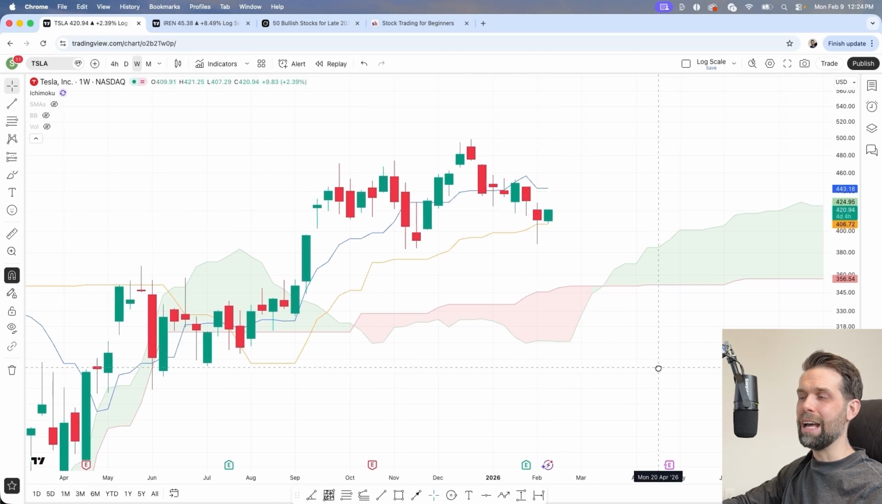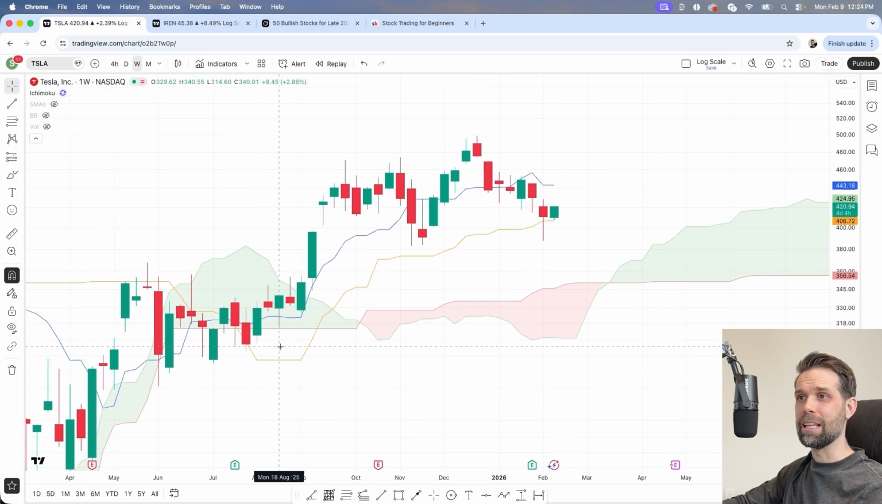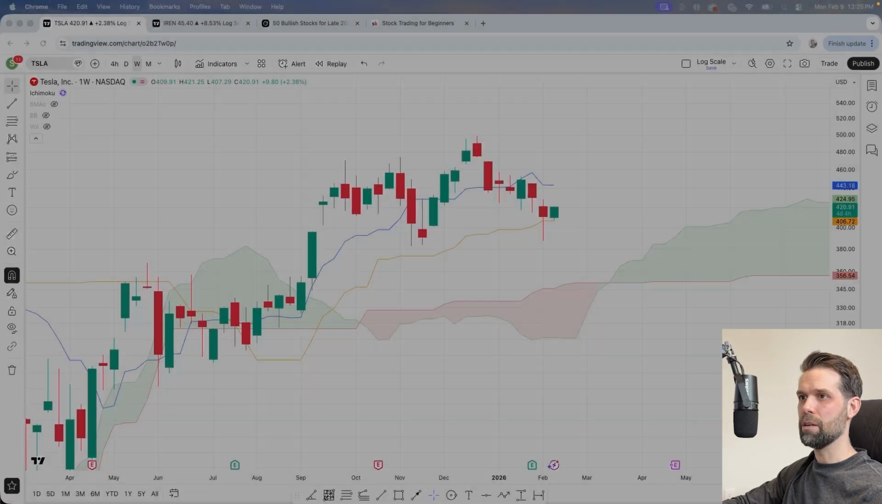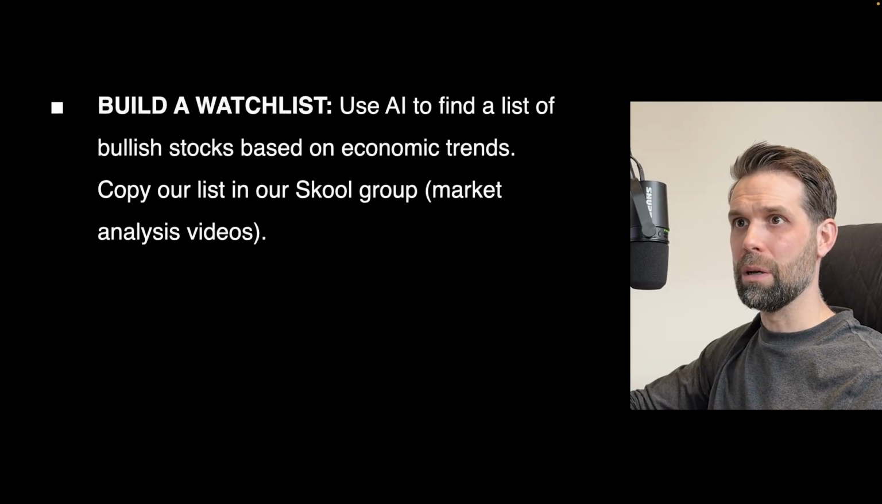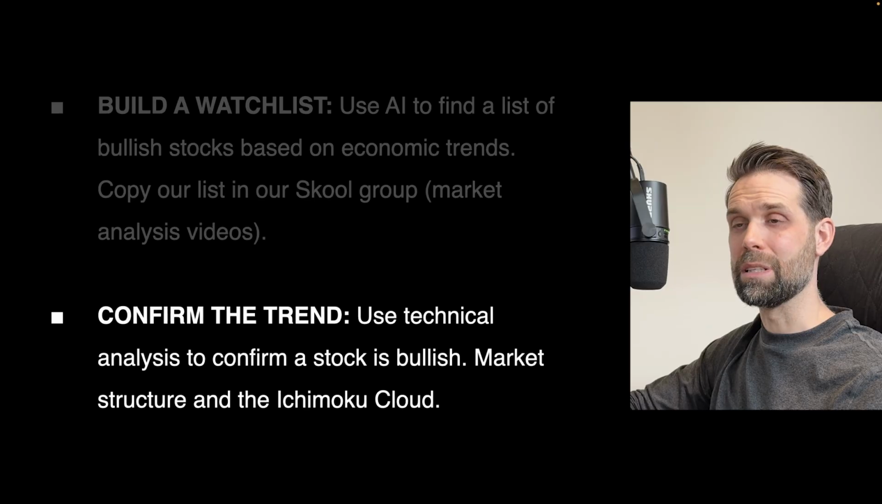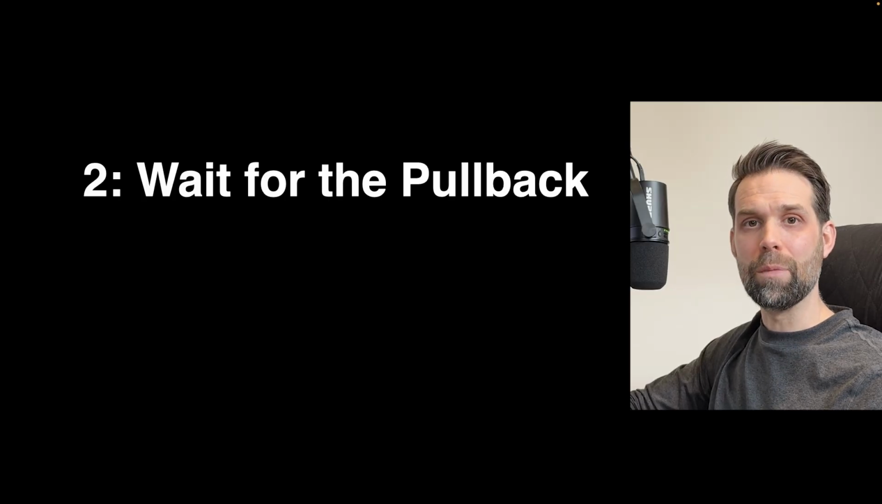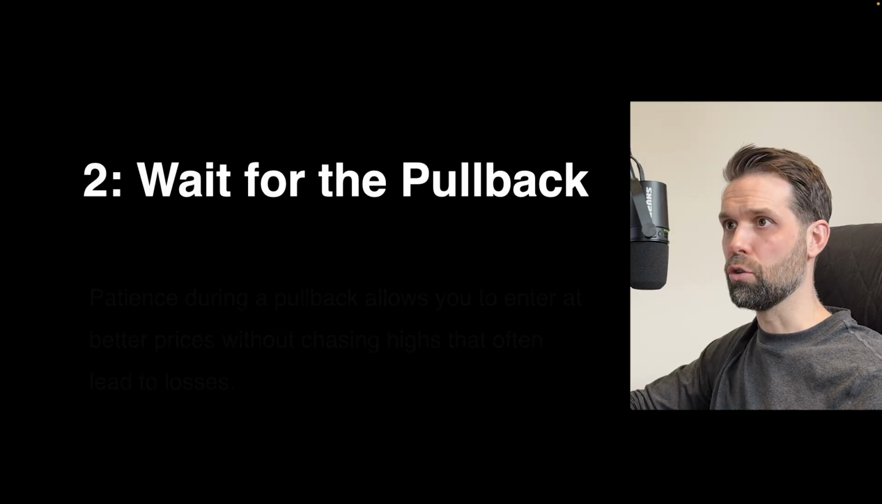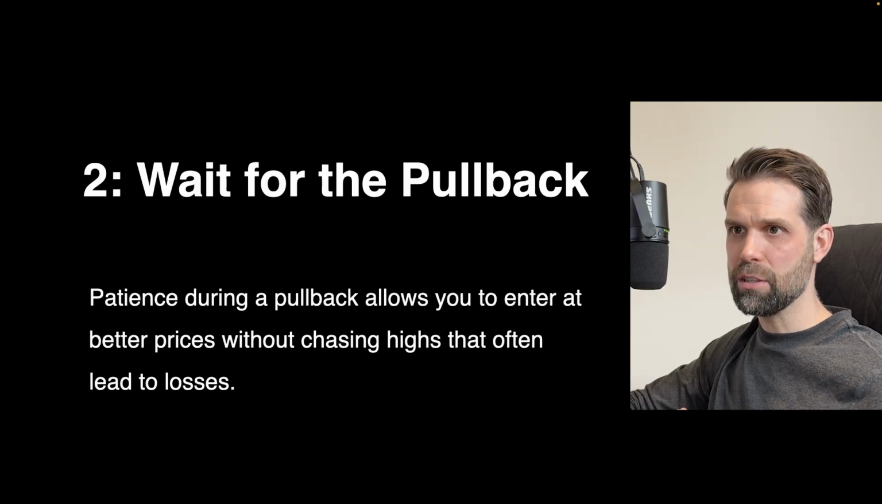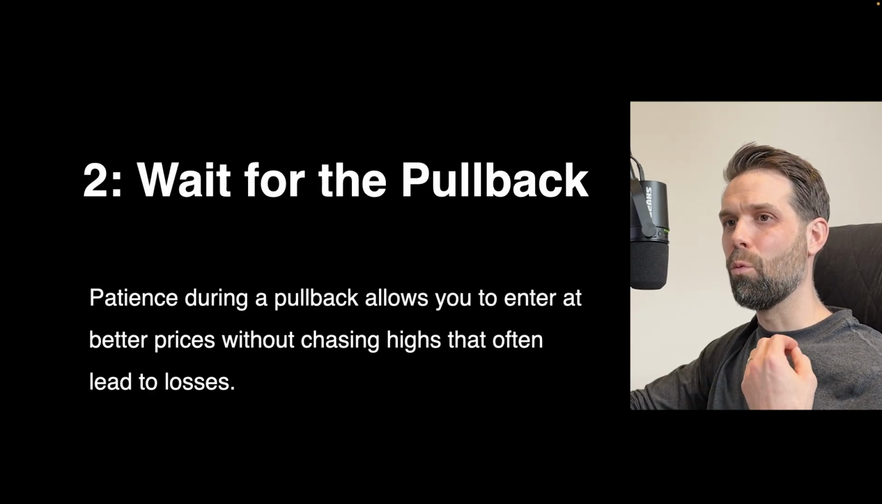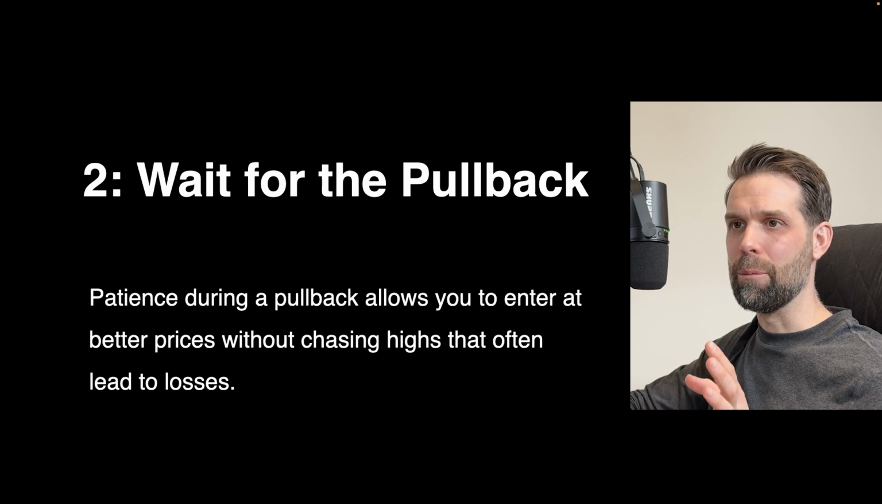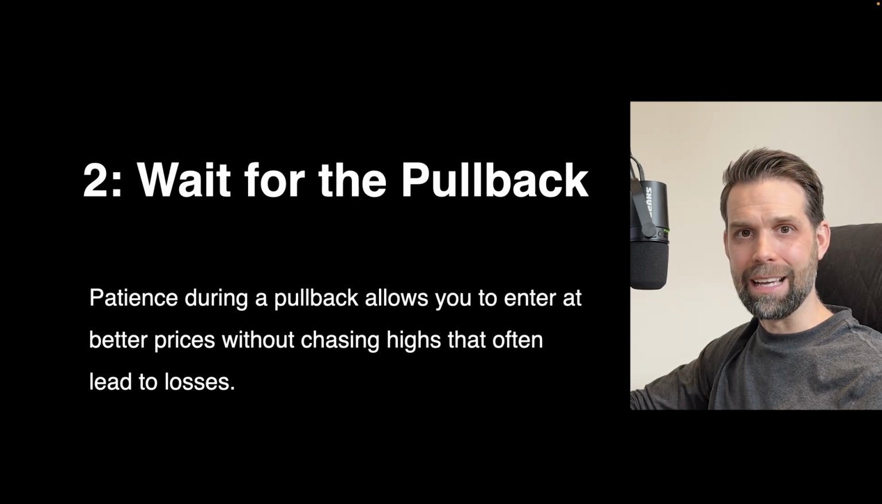So overall, this indicator is telling us that Tesla is strong, the trend is good, and you can put this indicator on various stocks to see when a trend is good and when a trend is bad. So jumping back to our presentation, after we build a watch list and we confirm it with some technical tools, what we'll want to do is wait for a stock to pull back. So it requires some patience during a pullback.